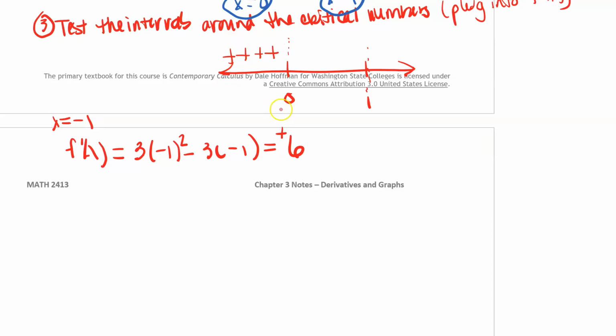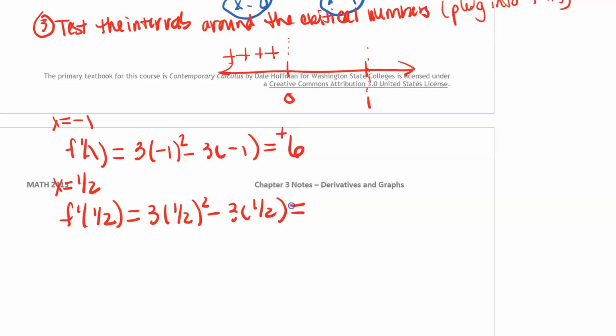Now I'm going to pick a value between 0 and 1, again a nice number for me to plug in, just 1/2. And I'm plugging back into, I cannot stress enough, the derivative. So plugging that into the derivative, I get the value of -3/4. Again, I'm not as concerned that it's 3/4. I'm more concerned about the sign of it, and it's negative. So that means between 0 and 1, I'm having negative derivatives, or negative slope.